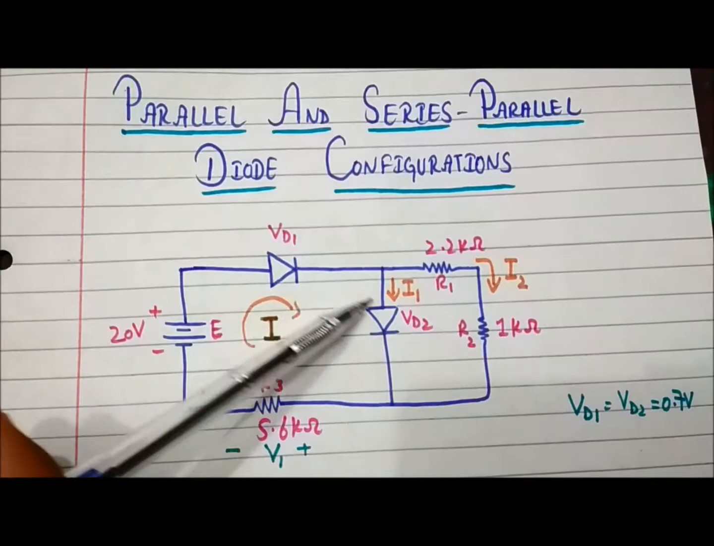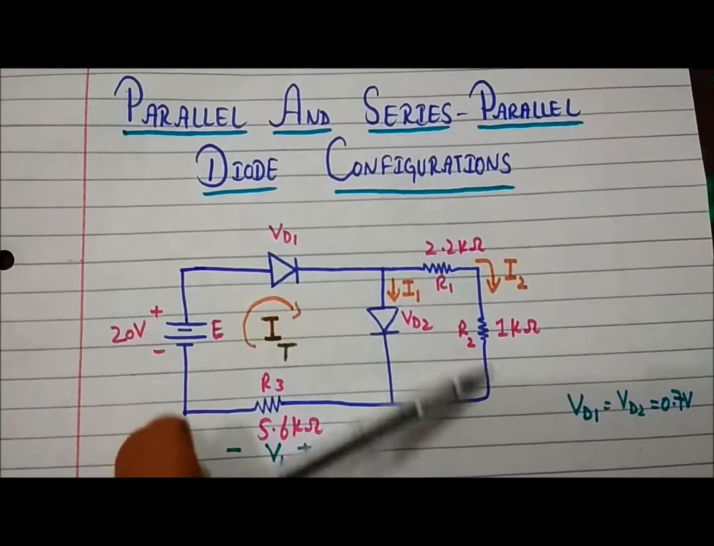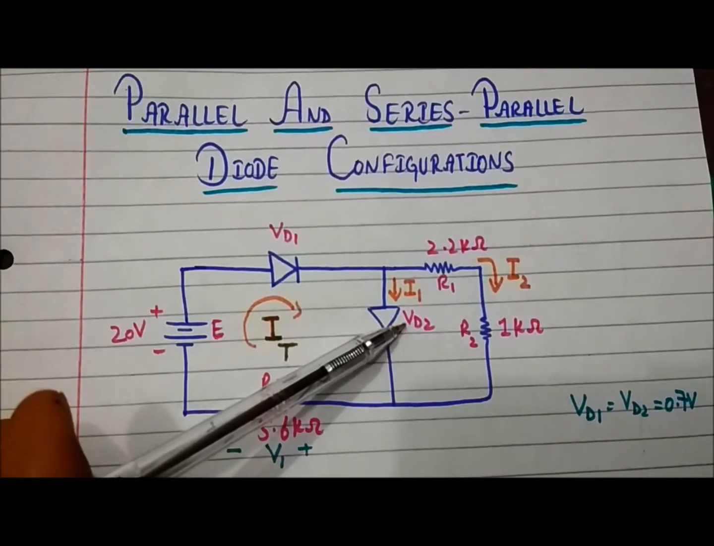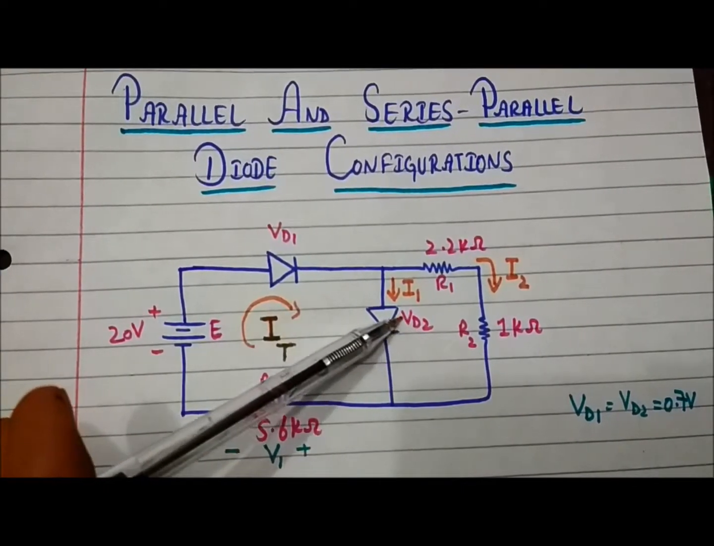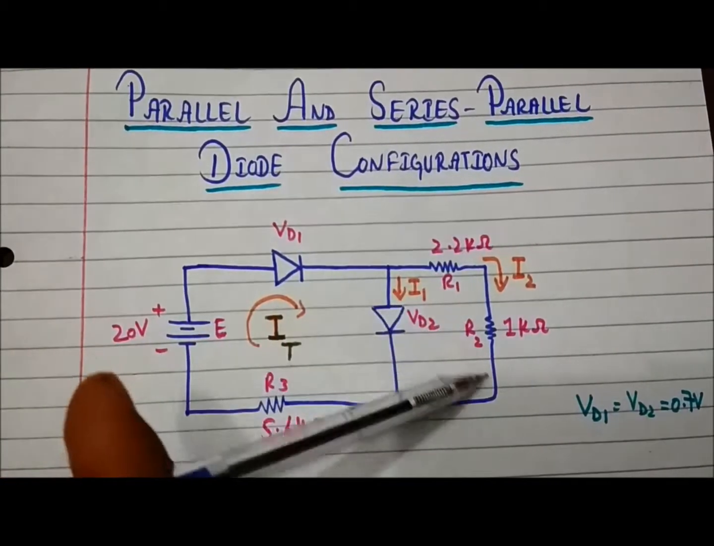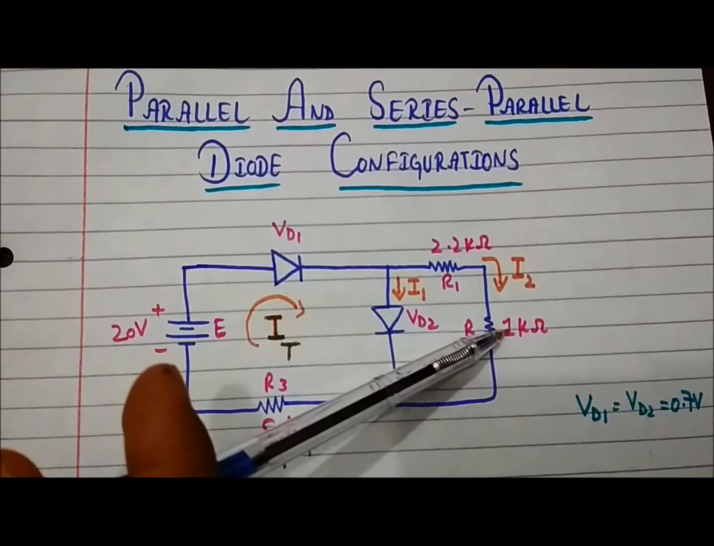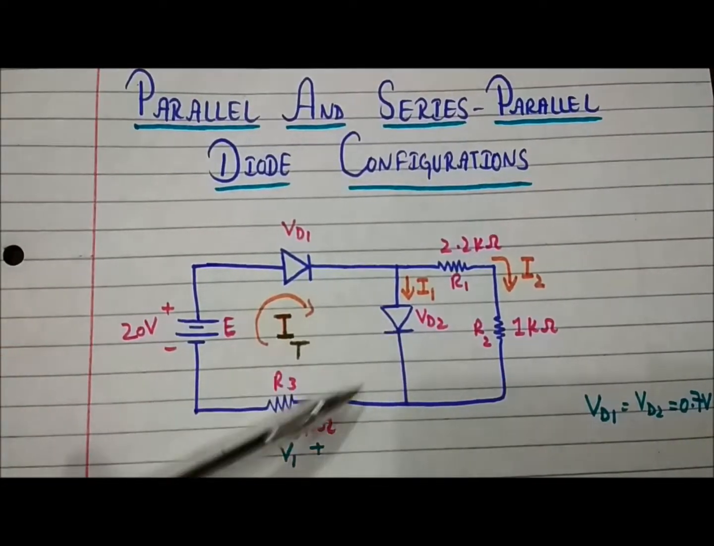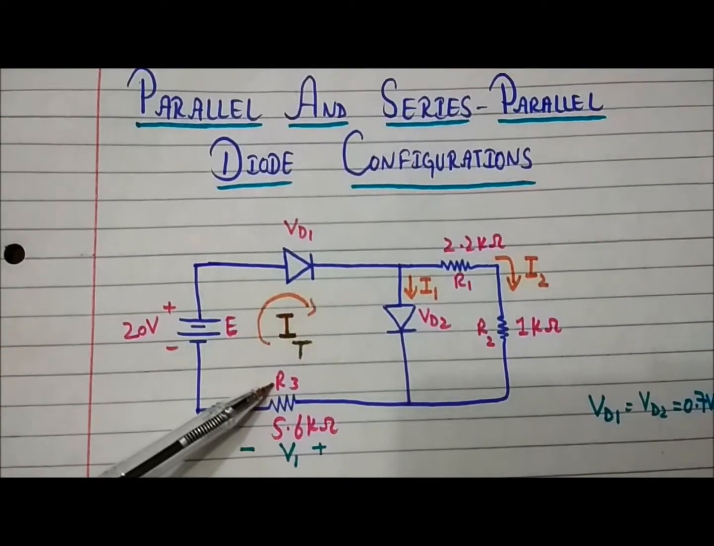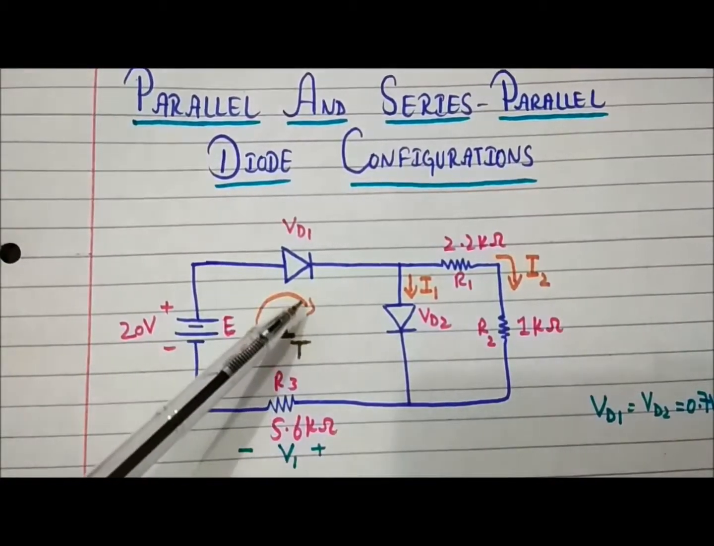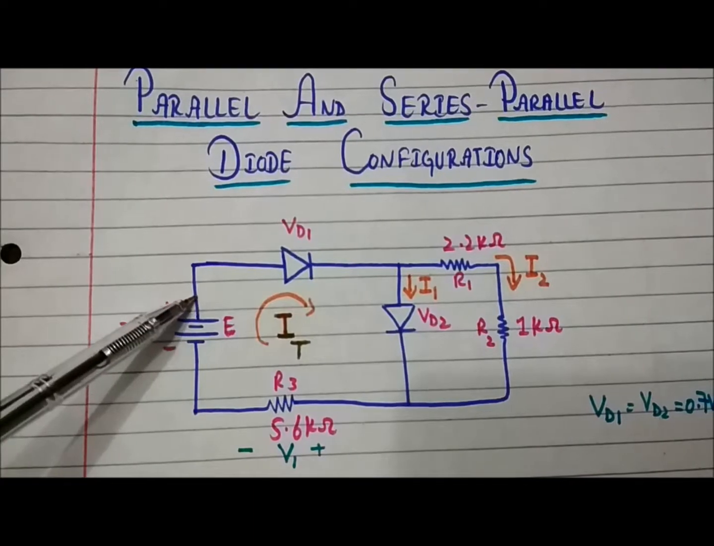And here there are two resistors connected in parallel with another silicon diode, where VD2 is the voltage drop across this silicon diode. These two resistors are connected in series with each other but in parallel with this silicon diode. And here we also have R3, a 5.6 k ohm resistor connected in series with this circuit.